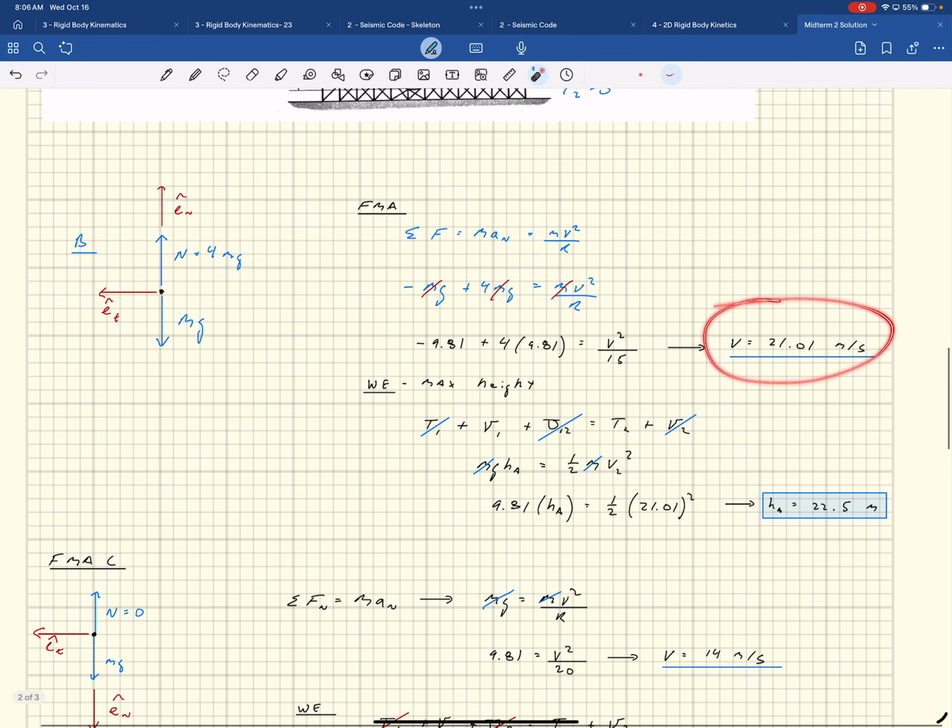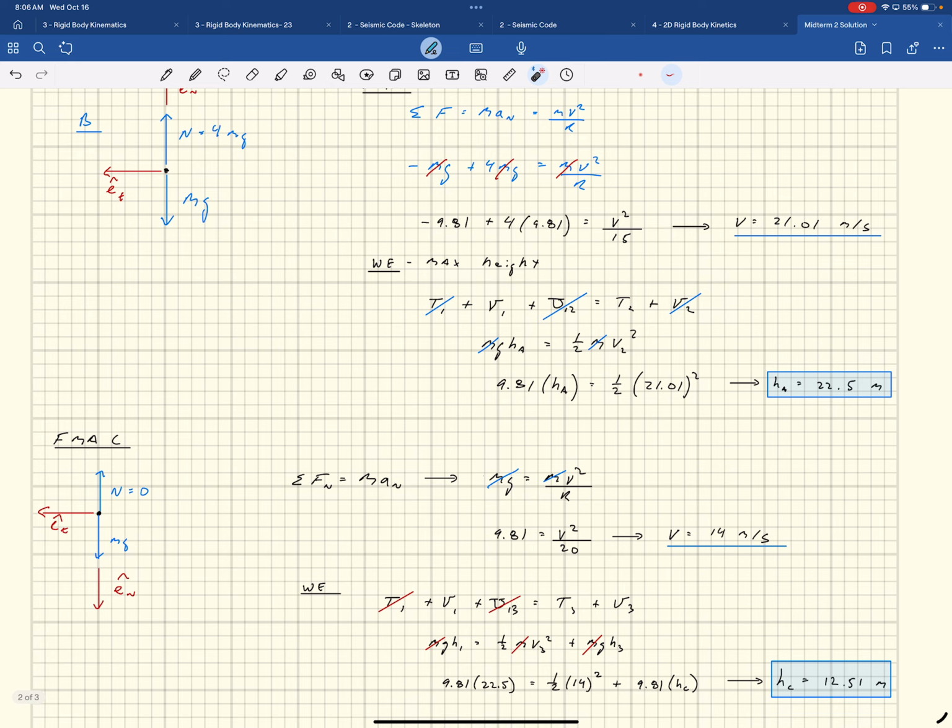Less than that, I'll feel less than 4 G's of acceleration, or 4 G's of force, rather. Then we come down. Once I know that velocity right there, I go to my work energy: T1 plus V1 plus work done from 1 to 2 is equal to T2 plus V2.